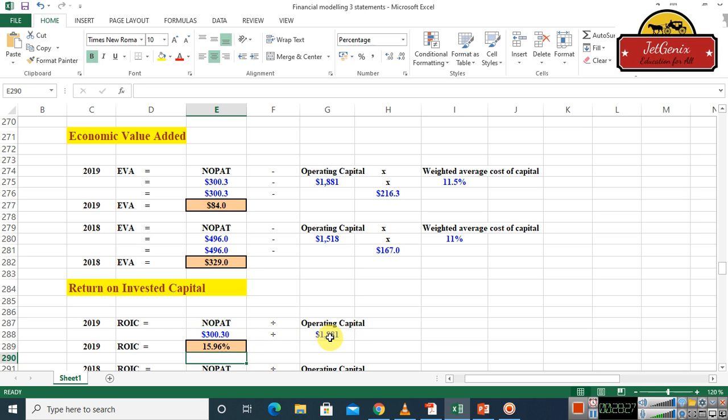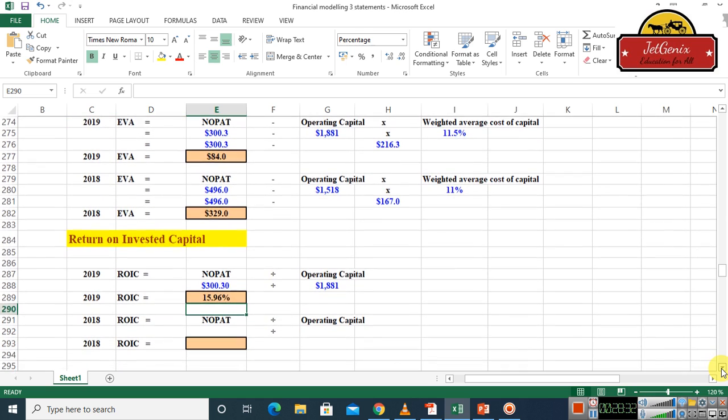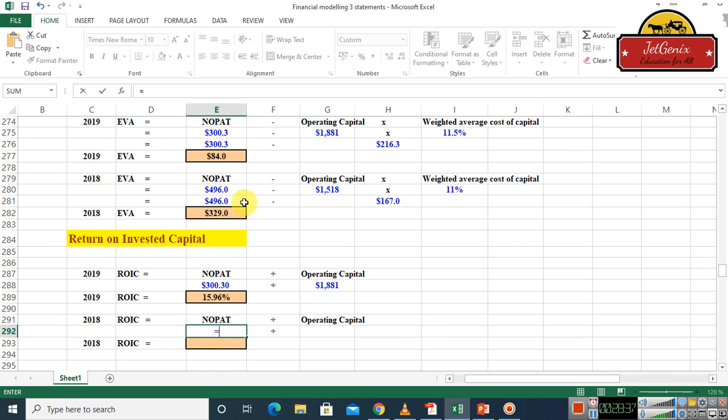Now here we are going to calculate it by taking this amount and dividing by this one. And you see it's 15.6% for 2019. If we want to calculate it for 2018, just select the net operating profit after tax for 2018, press enter, and here select the operating capital for 2018, and divide this amount by this amount, and press enter. So 32.67% return on invested capital in 2018, okay guys.